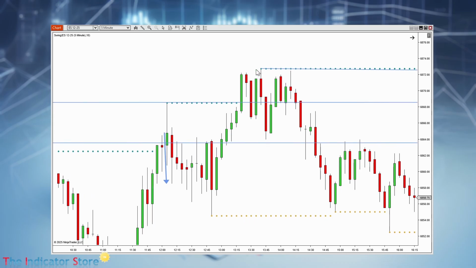How can we trade this? On this candle, where it is retesting the new pivot, we can enter short at the close of the bar, of course.